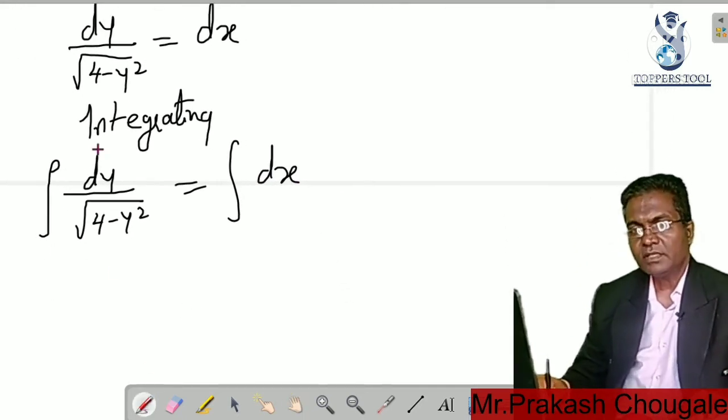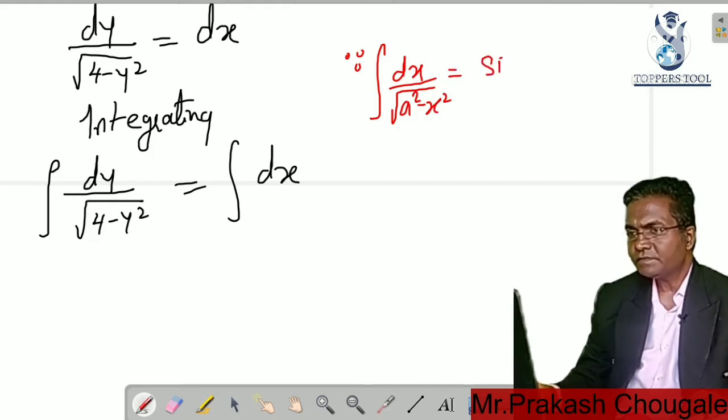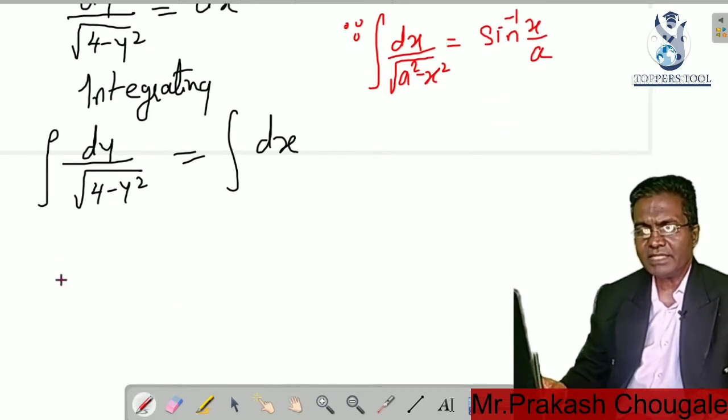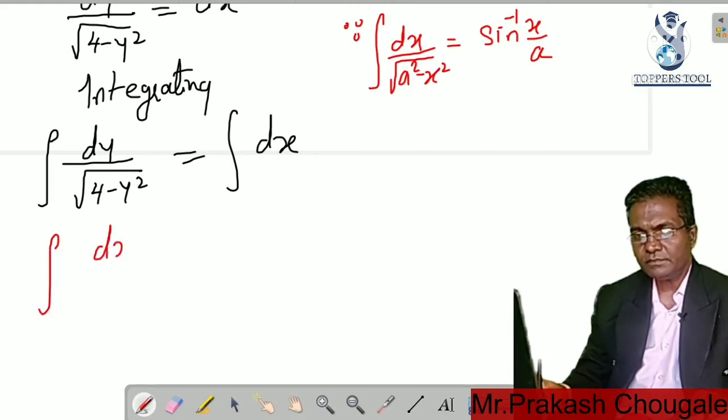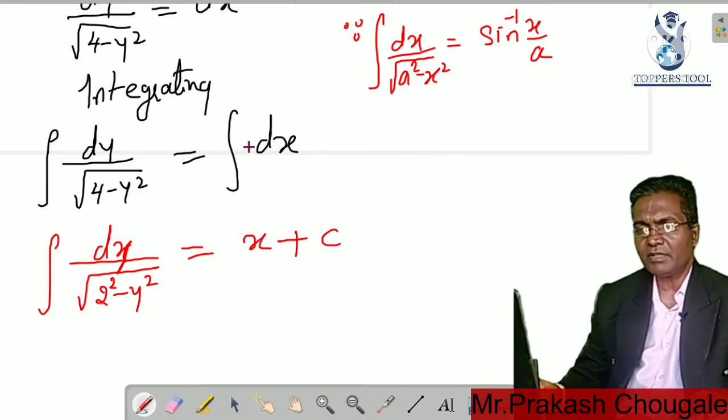Okay. Now see here, you have to remember, small thing makes big difference. Integration of dx by square root of a square minus x square is sine inverse x by a. So similarly here, 4 means I can write 2 square, dy by square root of 2 square minus y square is equal to integration of dx, which is x plus c, because there used to be 1 here.